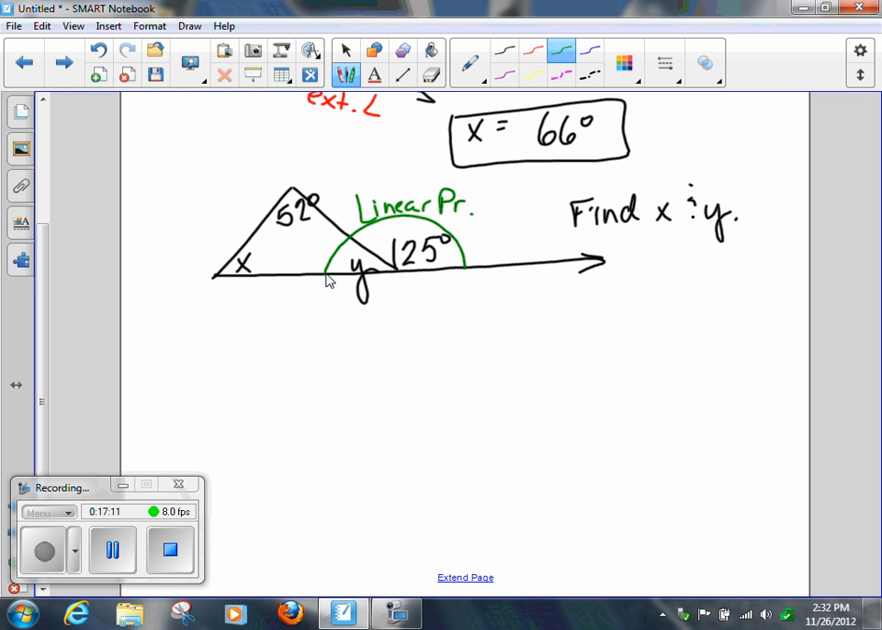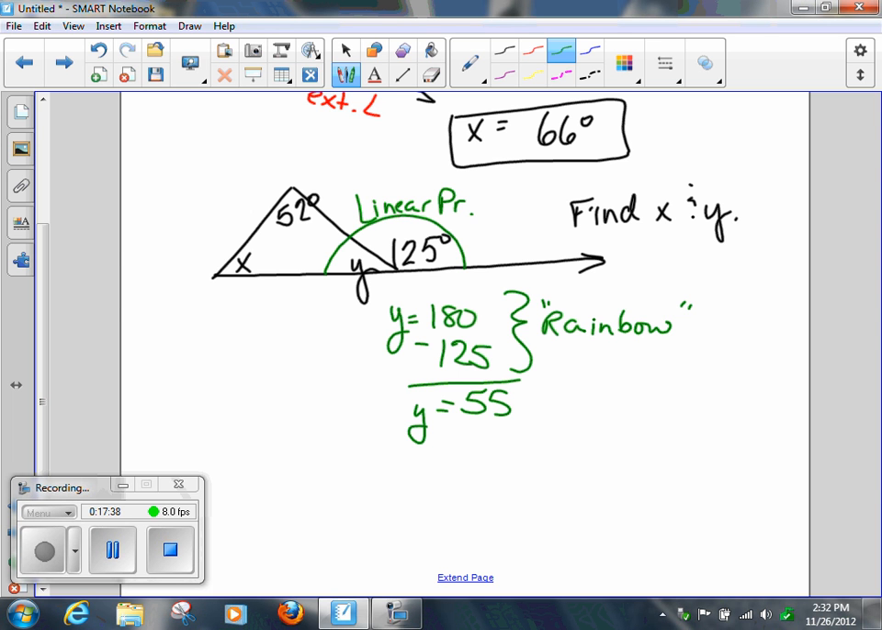Hey, pretty good. Isn't it a linear pair, folks? What do we call a linear pair? Rainbow. So how am I going to find y? I'm going to take 180 and take away 125 because it is the rainbow. Very good, which gives us 55 degrees. So that means y is 55.